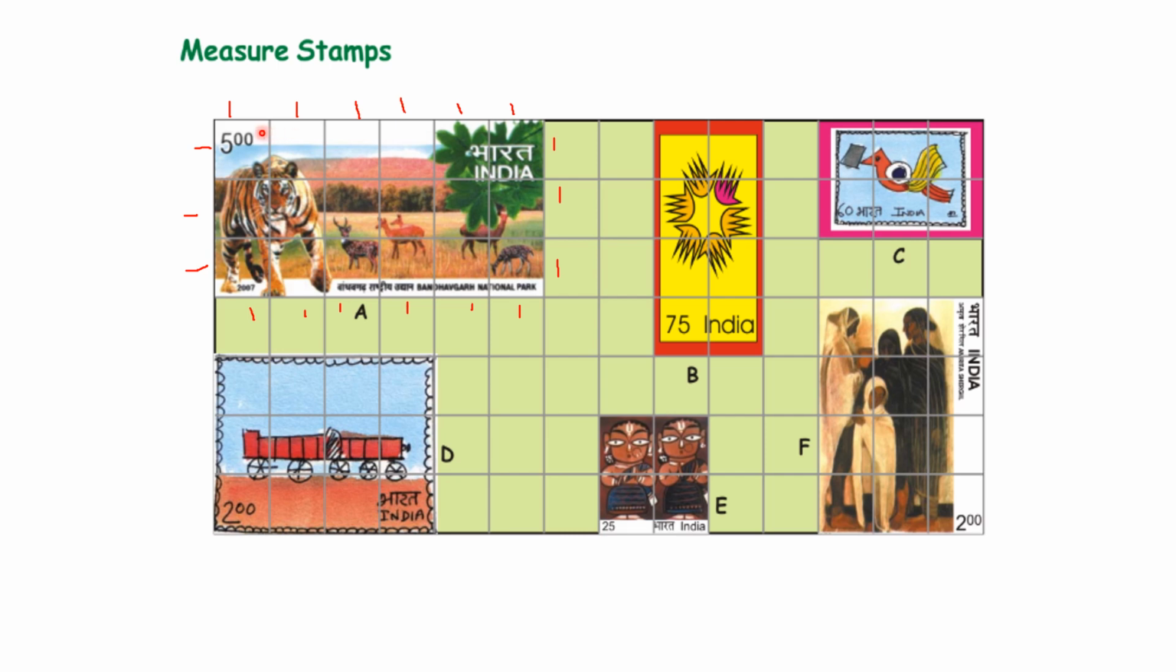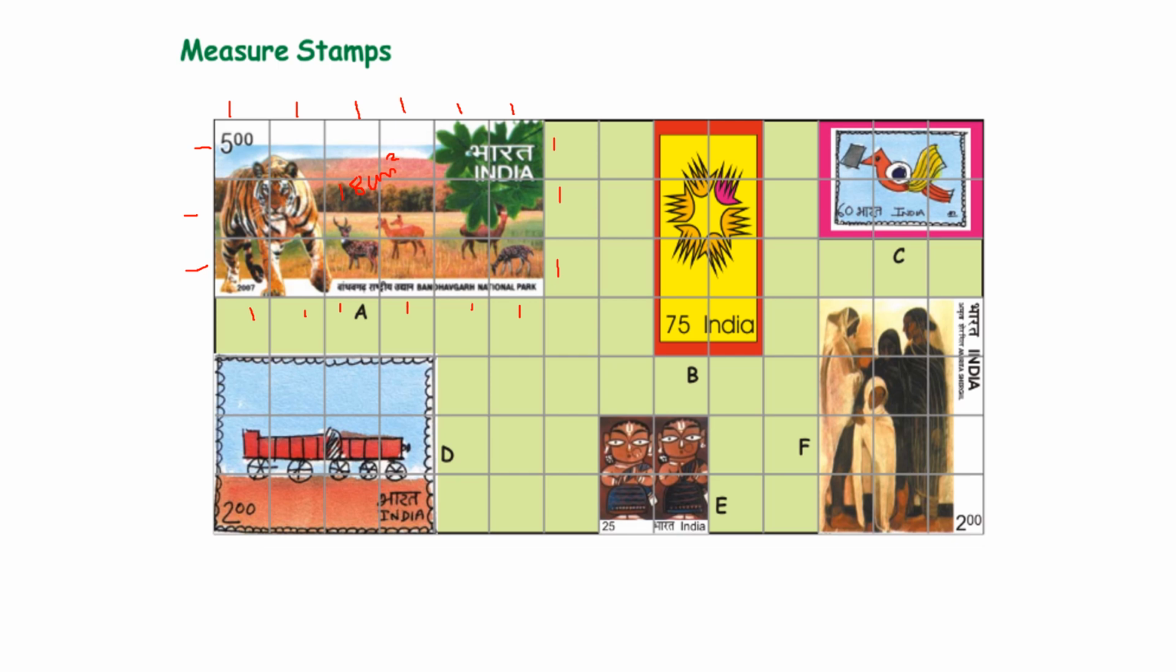Okay. Now let's count how many unit squares are there inside this stamp A. So here 1, 2, 3, 4, 5, 6, 7, 8, 9, 10, 11, 12, 13, 14, 15, 16, 17, 18. So what is the area of this stamp A? It is 18 centimeter square. Okay, you can write the answer here on the side. Area is equal to, perimeter is equal to.